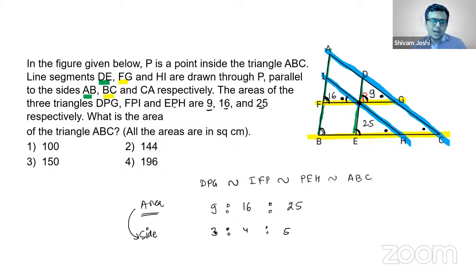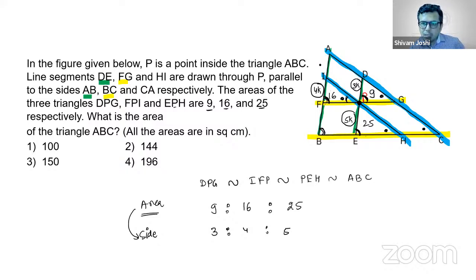So DPG has a side of 3. If I take this as 3K, then IFP, the side has to be 4. This has to be 4K. And PEH, the side has to be 5, which can be taken as 5K. So what I've entered here is, this is 3K, this is 4K, this is 5K. Sides are in the ratio of 3, 4, 5. I should not take 3, 4, 5 directly. So I'm taking 3K, 4K, 5K, right?